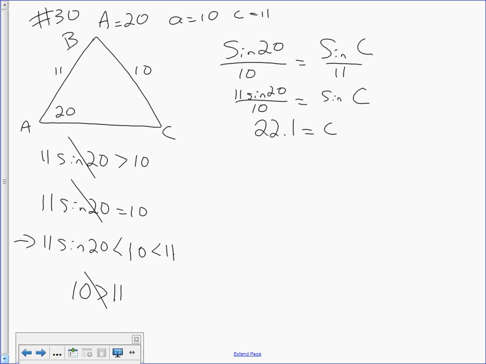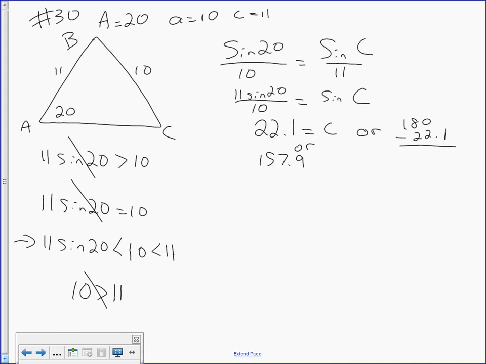Now, what happens here is that since you could have 2 triangles, C could either be 22.1 or the supplement to it. It could be either one. Because if you think about it, the sine of an angle is positive in 2 different locations. Sine is positive in 2 spots, first and second quadrant. So you're using the 22.1 as a reference angle to get the other angle. So it's either going to be 22.1 or 157.9.